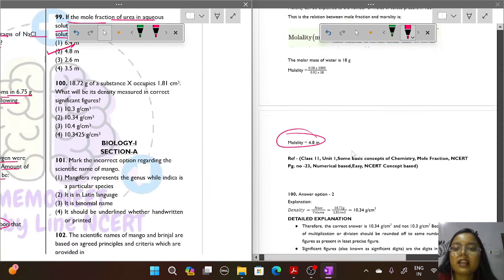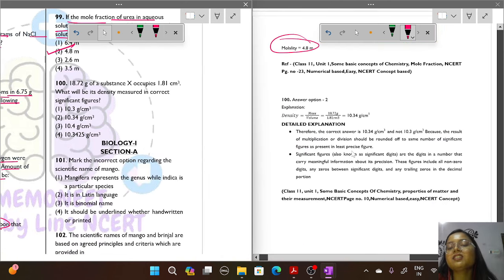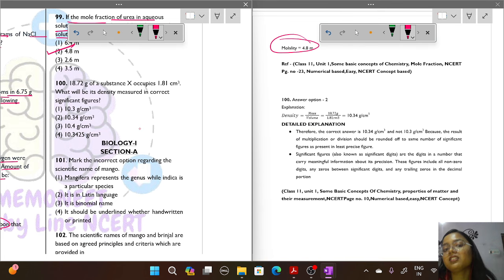So, every formula is related to every other question in this chapter. Okay. If you know some basic formulas, you can easily solve these numericals.